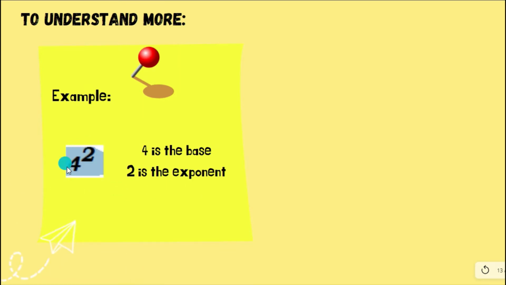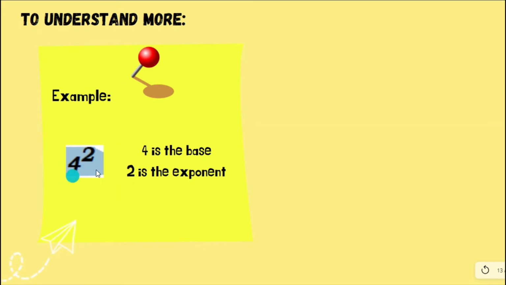And you can read this example as 4 raised to 2, or 4 raised to the second power, or 4 squared. Okay? These terms are all the same. 4 raised to 2, 4 to the second power, or 4 squared. Understand? So those terms are all the same.